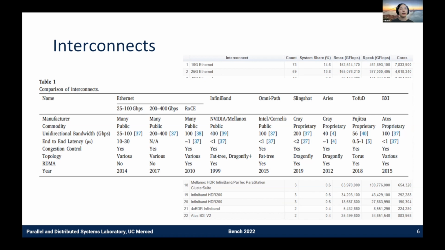And also we gave an overview and comparison of their features. For example, how large the bandwidth can achieve, how fast the latency they provide, and what programming models they support. More details can be found in our paper.